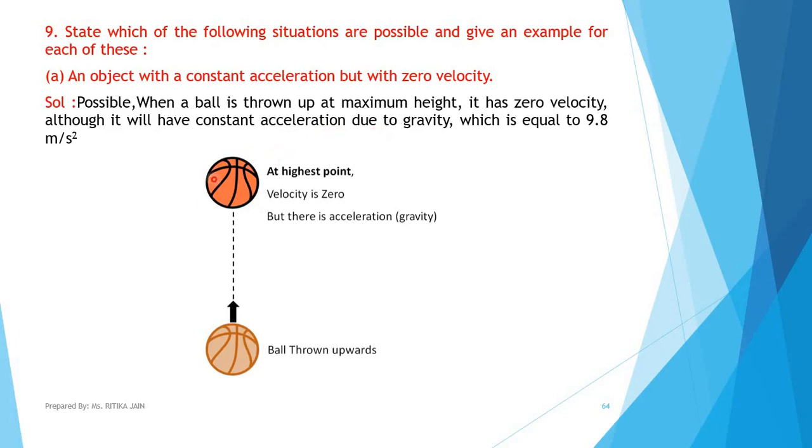When an object is thrown up to its maximum height, the velocity of the object is 0 but the acceleration acting on the body is not 0. Acceleration is equal to the acceleration due to gravity. Clear?